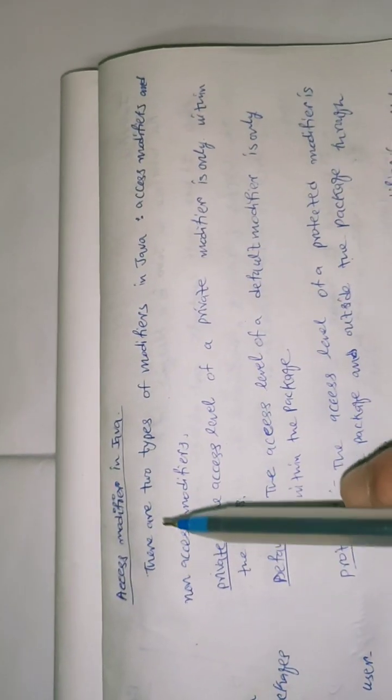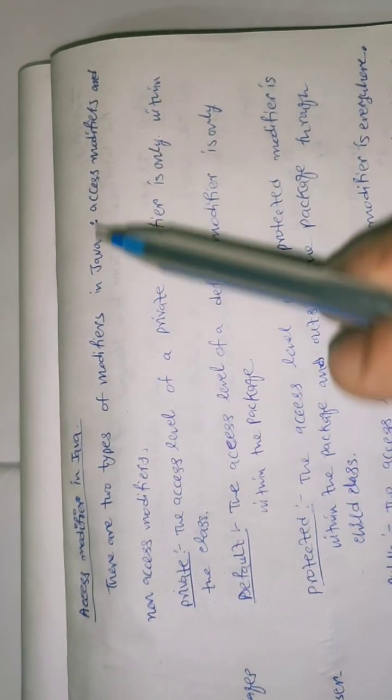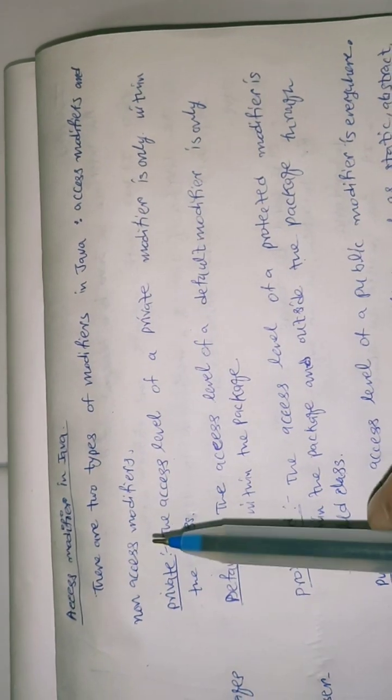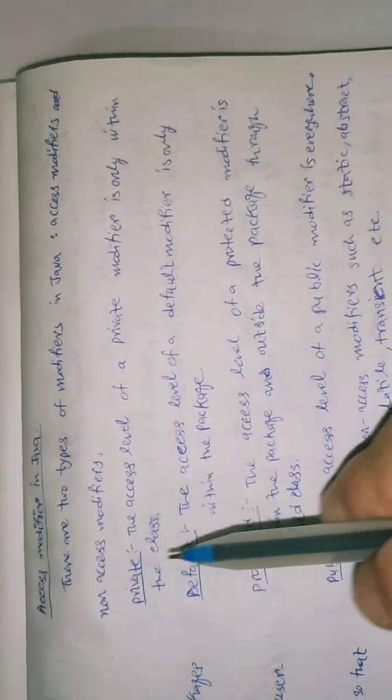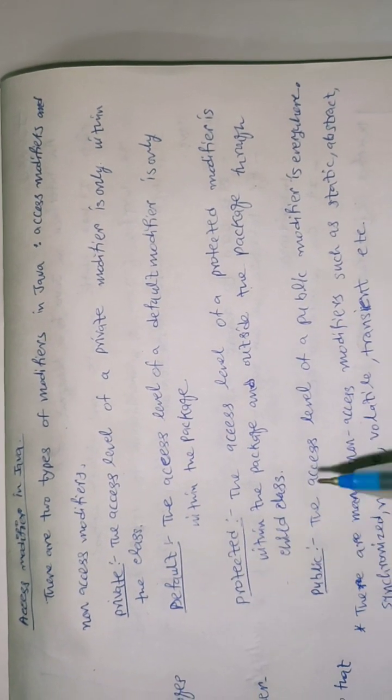Today we are discussing access modifiers. There are two types of modifier in Java: access modifier and non-access modifier. There are four types of access modifier: private, default, protected, and public.